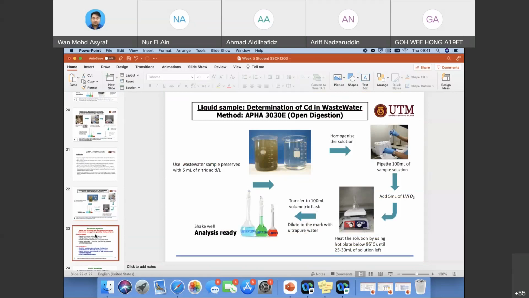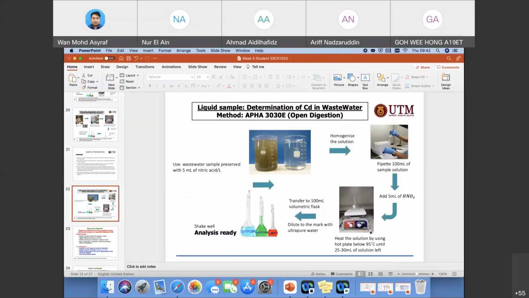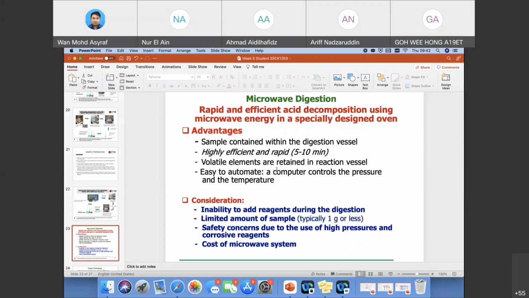Okay. So the advantage of microwave digestion is that the sample is contained within the digestion vessel. There is no evaporation of sample or solvent outside of the vessel. It is highly efficient and rapid, about 5 to 10 minutes. If you were to do open digestion, for example reducing from 100 ml to 30 ml, it takes a longer time compared to microwave digestion. Volatile elements are retained inside the reaction vessel. That's what I've said before.